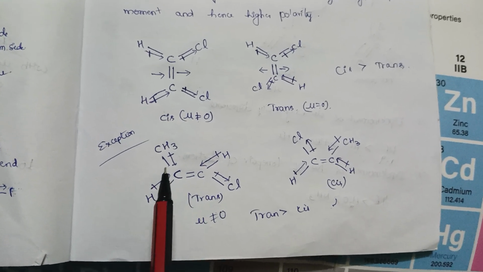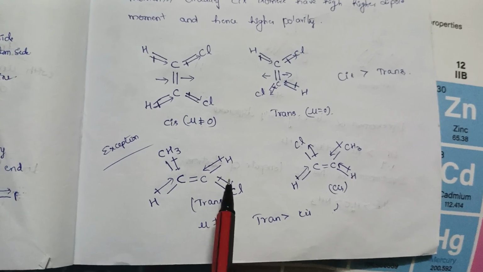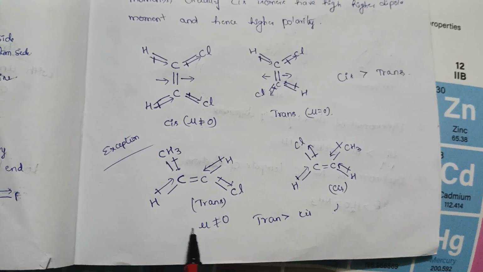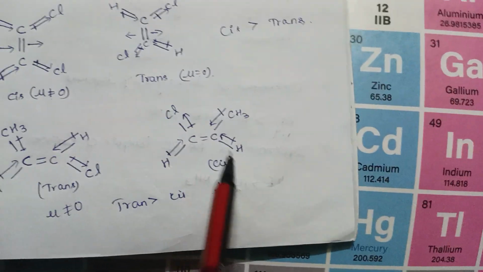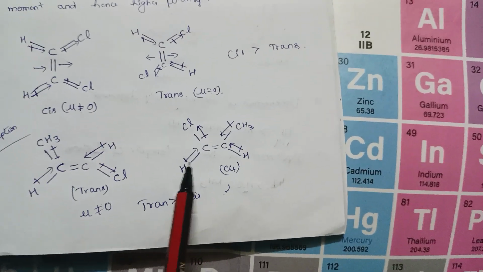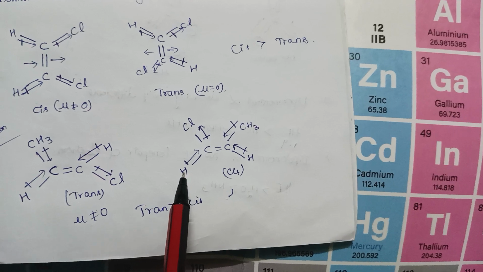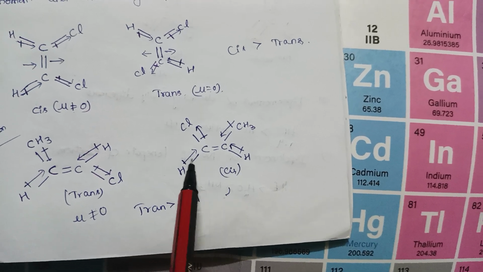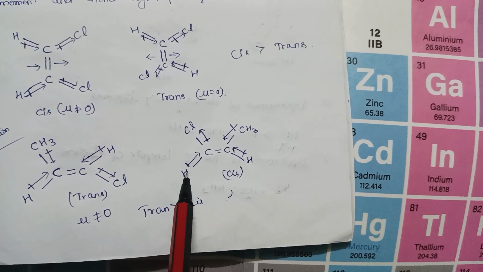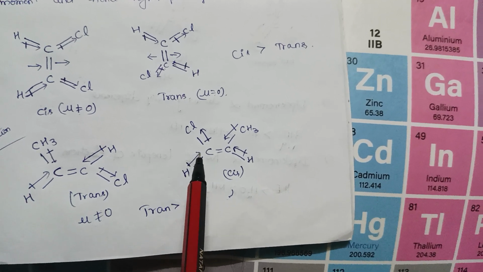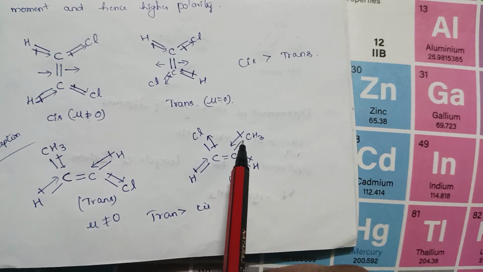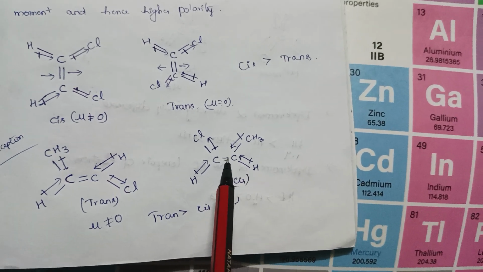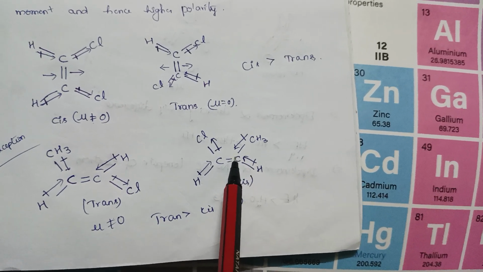The trans isomer is not cancelled because the net dipole moment is not equal to 0. And if we take the cis isomer, the hydrogen has less electronegativity than carbon, so the crossed arrow is towards carbon. The double bond is more electronegative than the methyl group, so the crossed arrow is towards the double bond.